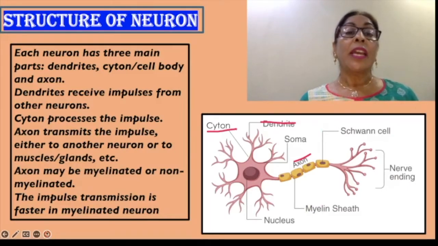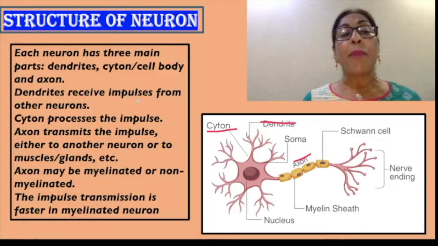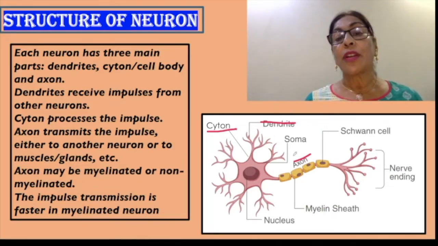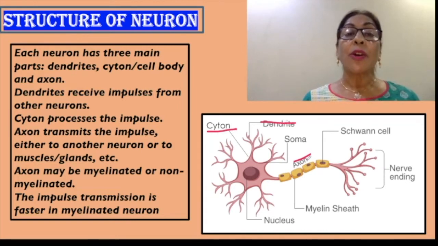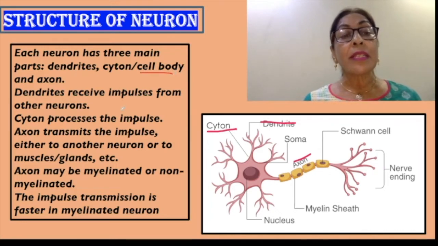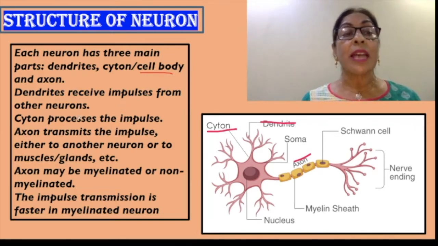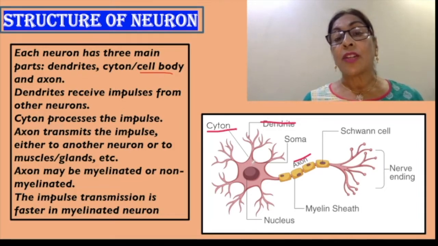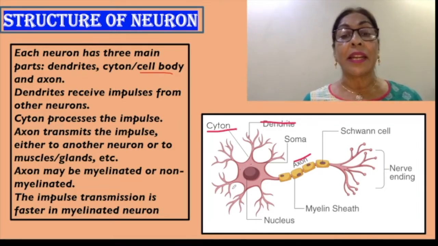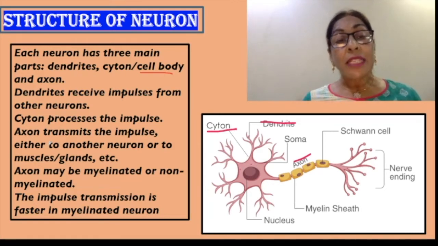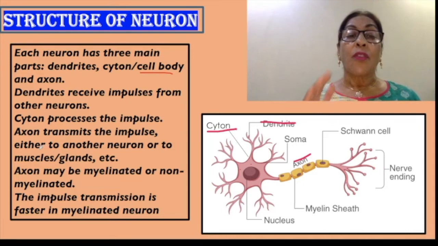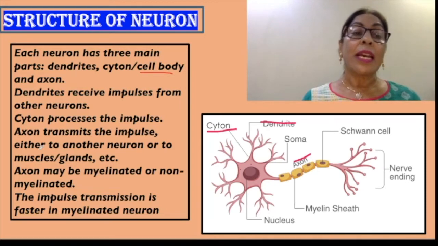Structure of neuron. Each neuron has 3 parts: dendrite, cyton and axon. Cyton is also called the cell body. Dendrite receives impulses from the neuron. Cyton processes the impulses. It means electrical impulses are generated in the cyton, in this part, by the Nissl granules. Now axon transmits these electrical impulses from one neuron to another neuron, or to the muscles or to the gland.